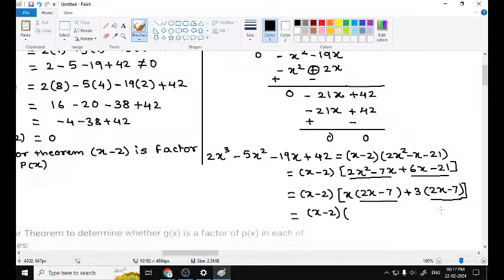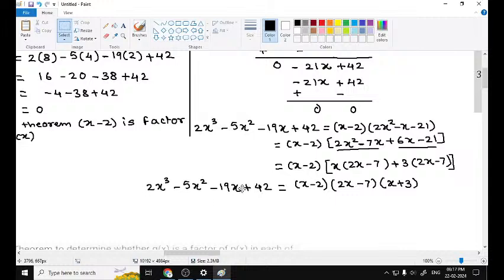Now this 2x minus 7 is a same term, taking that common and forming the other factor. x minus 2, 2x minus 7 and x plus 3. These are the required factors.